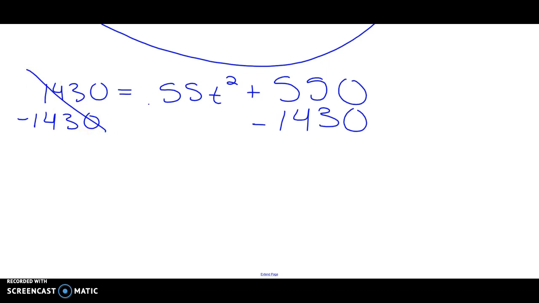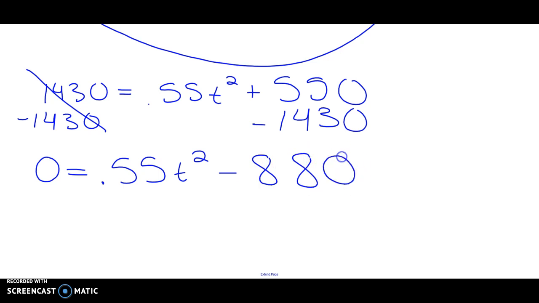So what's on the left side now? 0 equals 0.55 T squared. Don't forget your point, that's 0.55 T squared. And then what is 550 minus 1430? Minus 880. Yeah, it's going to be negative, right? 880.